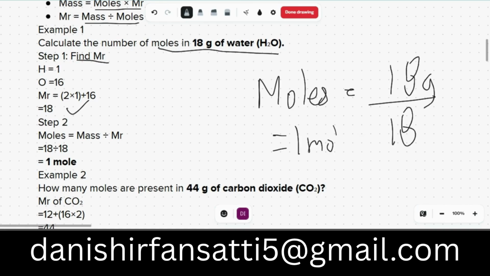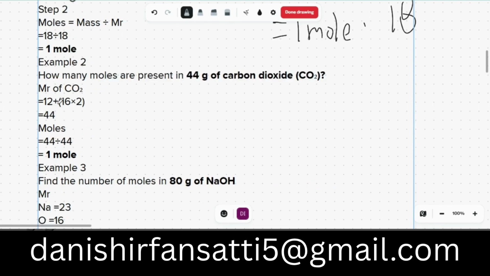Now the next question, CO2. The Mr of CO2: carbon is 12 and oxygen is 16. So 12 plus 16 times 2 is 32, and 32 plus 12 is 44. So 44 divided by 44 is 1 mole.